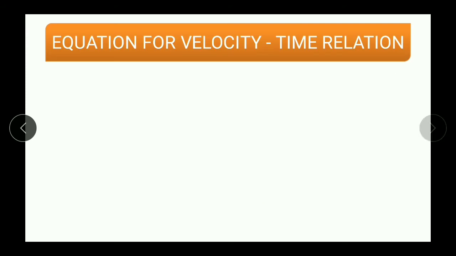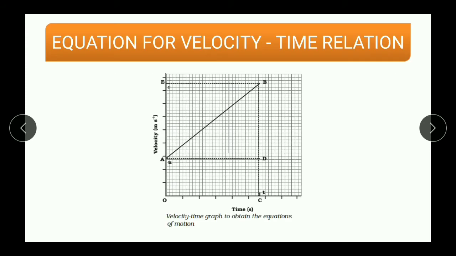Let us consider a velocity-time graph of an object that moves under uniform acceleration as shown in the figure. So this is our figure. Note that here the initial velocity is not equal to 0. Let us name it as u. It starts from point A. So let the initial velocity of the object be u. Then it goes on increasing until it reaches v.